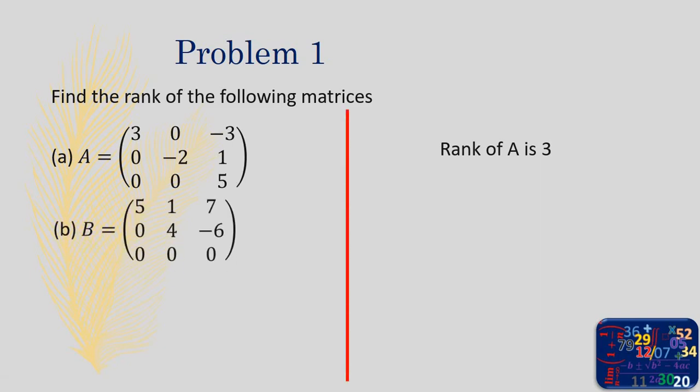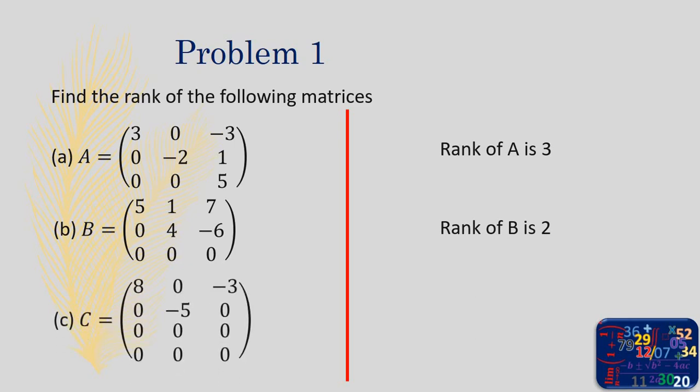In problem B, B is again a 3 cross 3 matrix. This is also in echelon form. In this problem, the last row, row number 3, is a zero row. All the elements are zeros. And there are 2 non-zero rows. So the rank of this matrix B is 2. Consider another matrix. This is a 4 cross 3 matrix, and 2 of its rows are zeros. Here also there are 2 non-zero rows, and so the rank of this matrix is 2. To know more about echelon form, please follow the pin here.